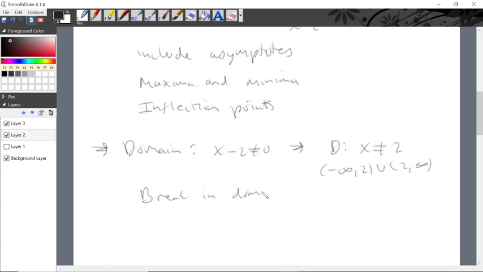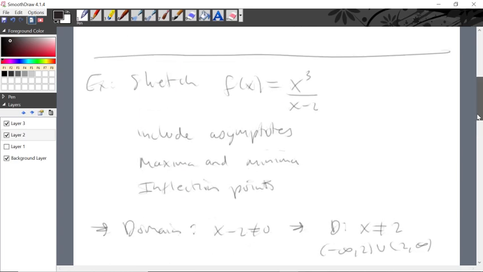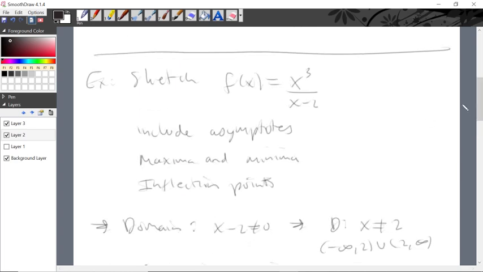Anytime we have a break in the domain, we should investigate to see if we might have asymptotic behavior. How we investigate asymptotic behavior in the calculus classroom is through the use of a limit. So we really would want to be looking at the limit as x goes to 2 from the left of f of x, see what that equals. Okay. And we want to take a look at the limit as x goes to 2 from the right of f of x and see what that equals. So we have x cubed over x minus 2.